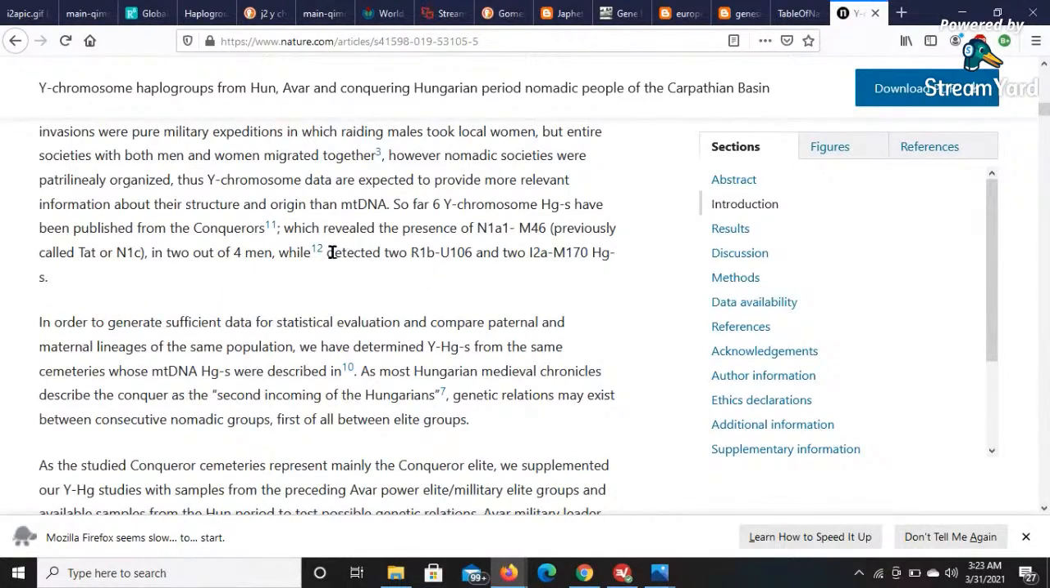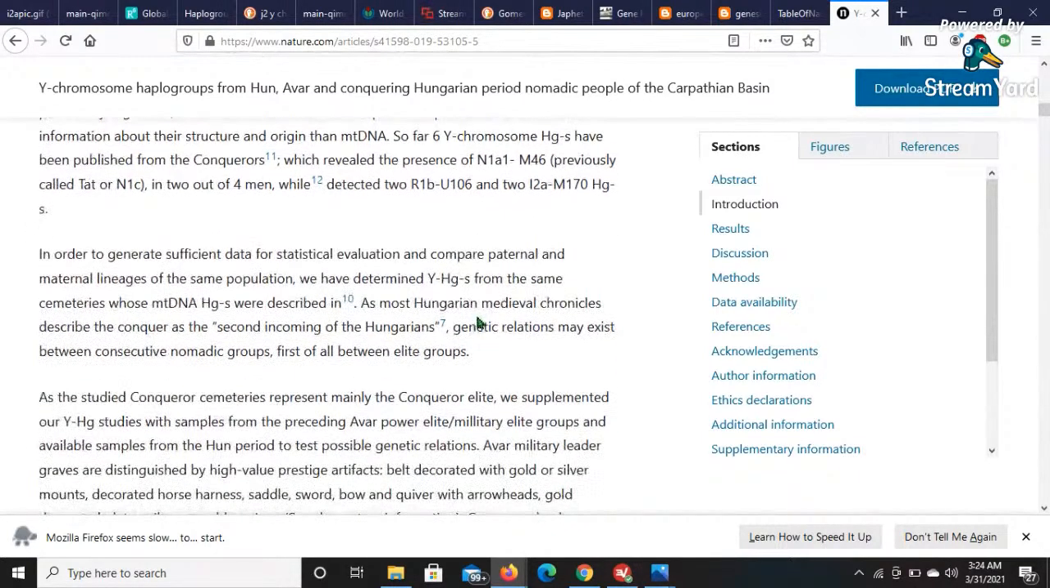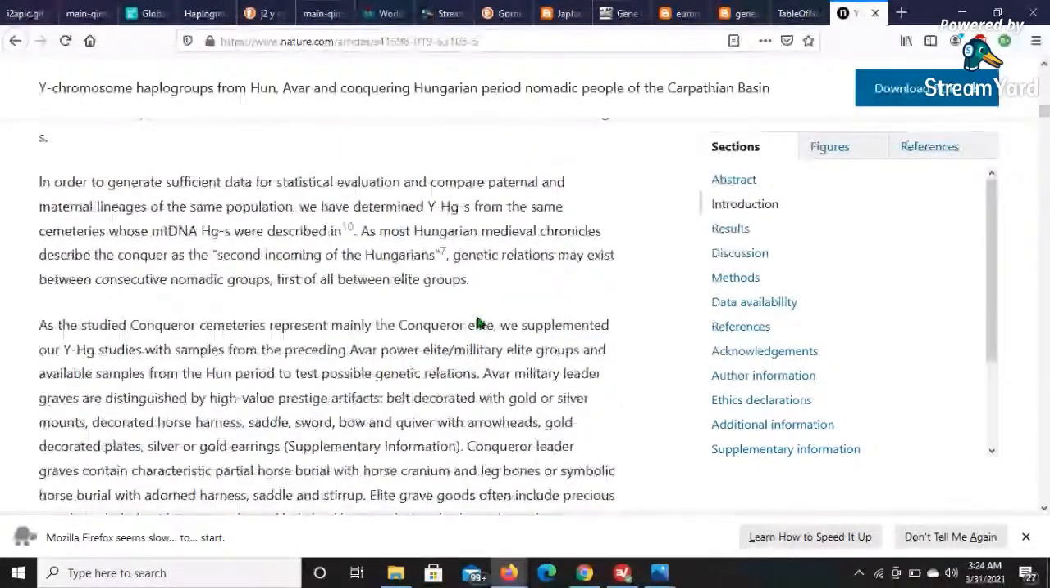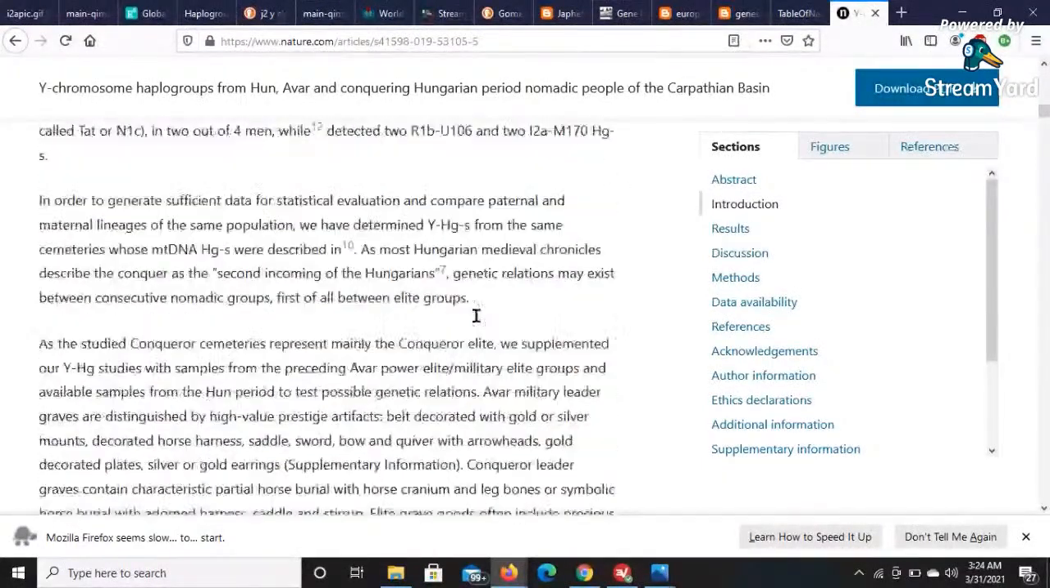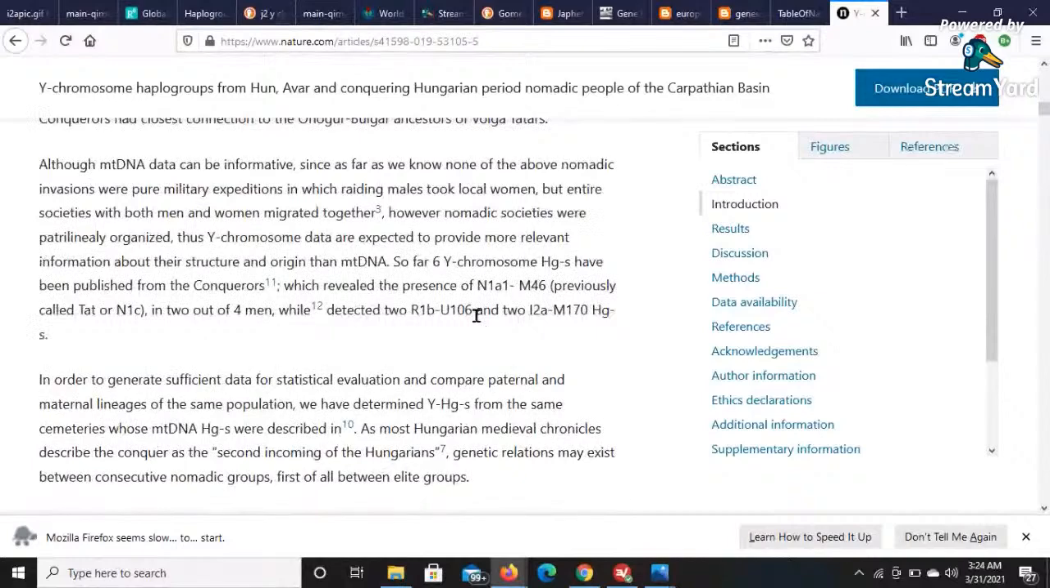Okay, the presence of N, R, 1B, I2, I2. Basically, it's probably just a mixture. This is all the people in the area. The N's, the R's, and the I's is everybody in the area.